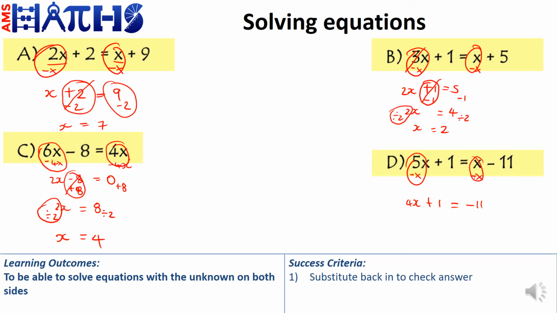Now we have 4x plus 1, so we'll have to minus 1 on both sides. So 1 minus 1 is 0, so we're left with 4x, and minus 11 minus 1 is minus 12. Now we'll divide both sides by 4, and so we are left with 4 divided by 4 on the left, which is 1, and that gives us 1x. And then minus 12 divided by 4 gives us a minus 3. Well done, thanks for trying that. Now let's move to the next slide.